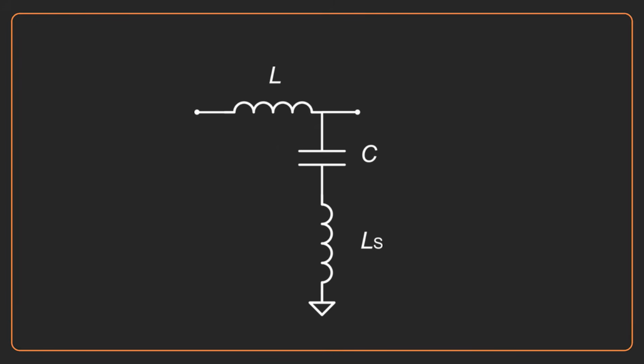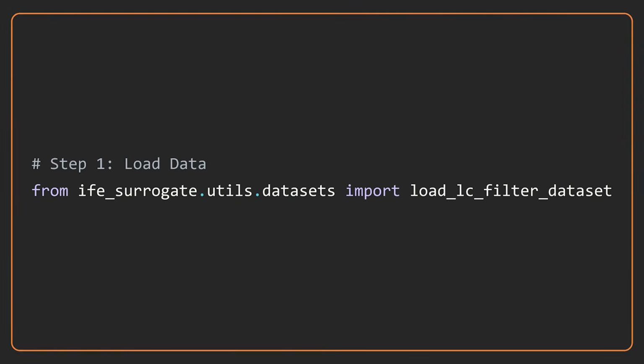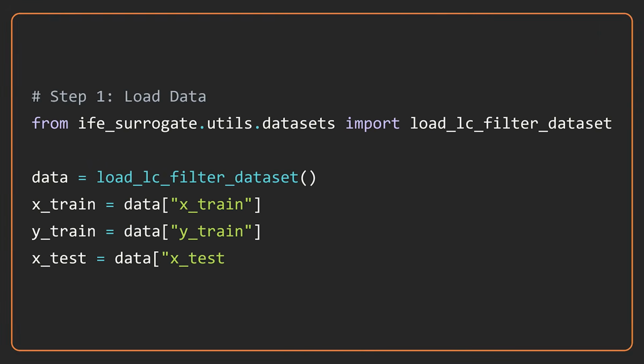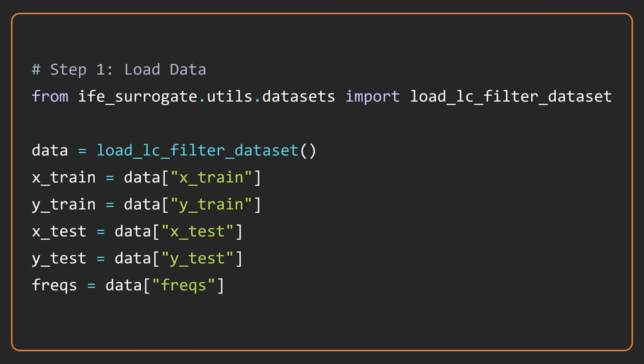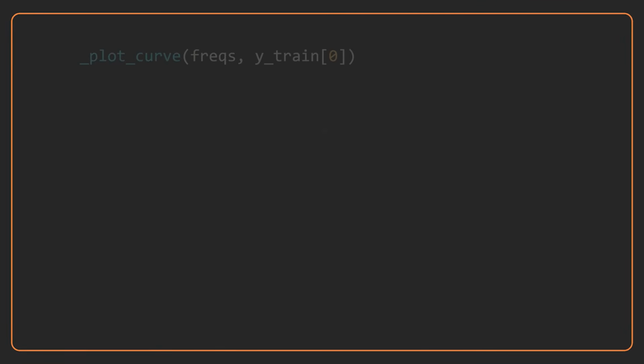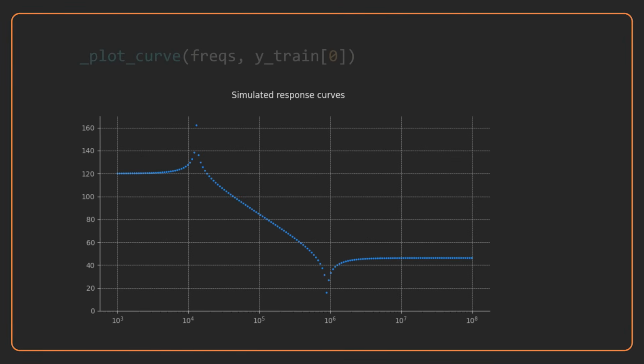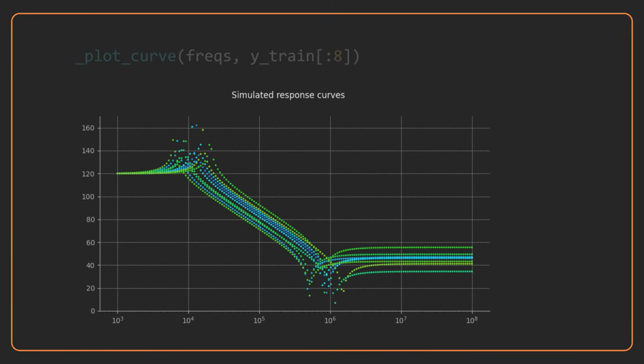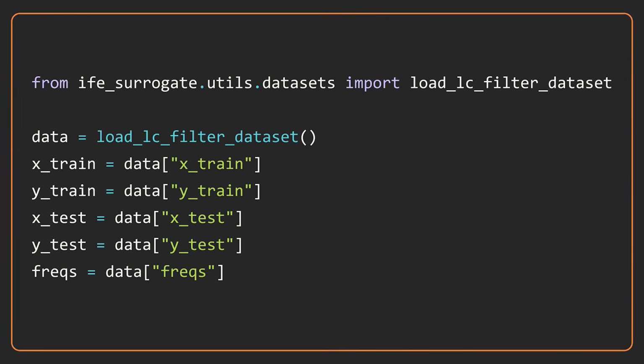We have simulated an LC filter with a parasitic inductance with LTspice. Now that we have installed EtherSurrogate, let's load this dataset. First off, let's visualize the filter response curve, which is ytrain. This is the filter response curve for one combination of component values. Our training dataset includes 100 of such curves. Here are 9 of them. Now let's look at the input parameters, which are the component values of the filter. They are stored in xtrain.